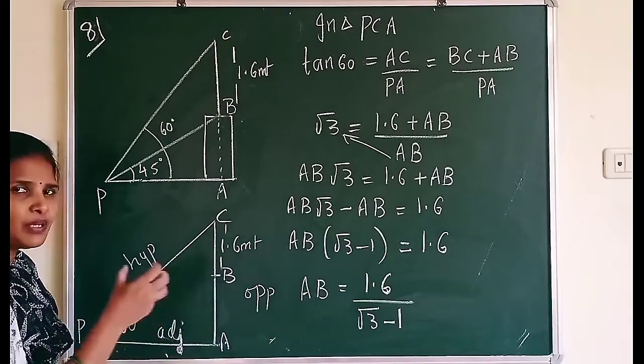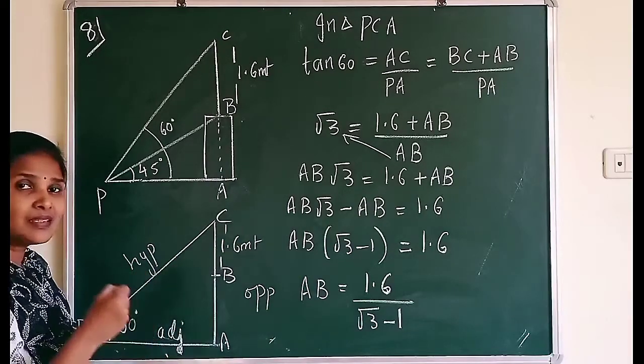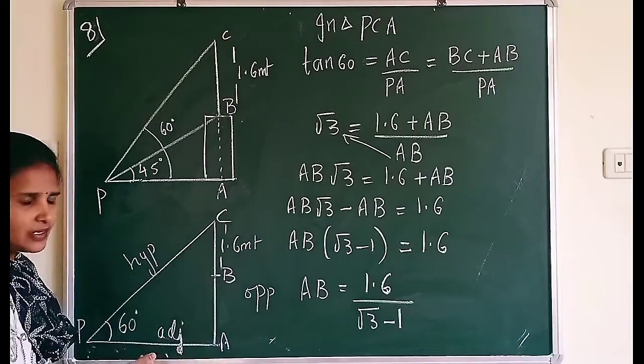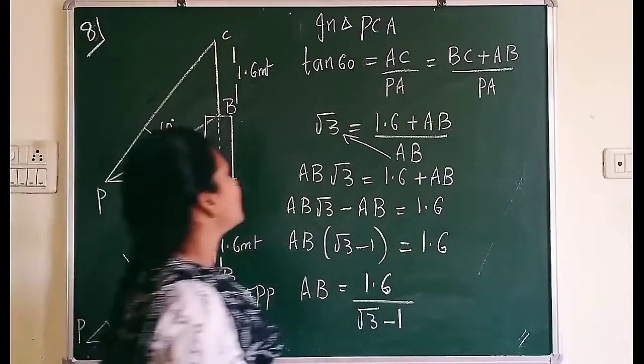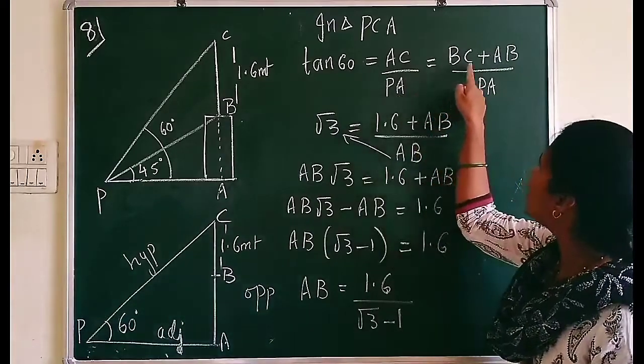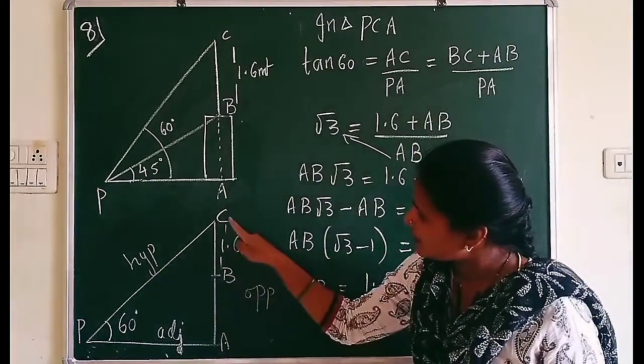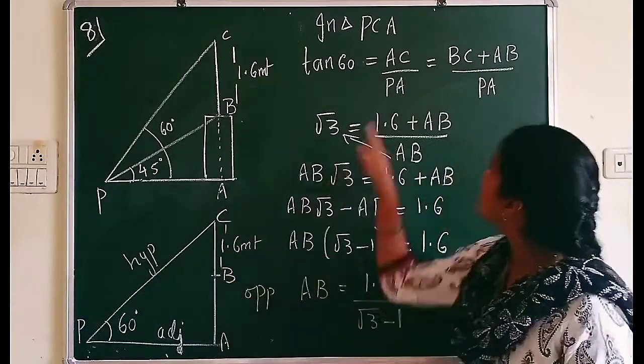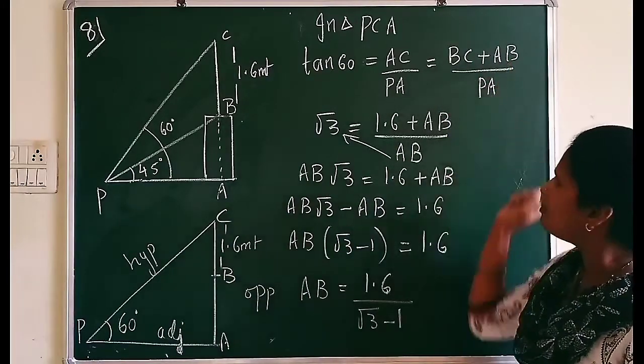Again I have to pick a trigonometric ratio, that is tan 60. Opposite by adjacent is tan, so I should find tan 60. So tan 60 equals AC by PA. What is AC? You can see here, AC is nothing but BC plus AB. So I have written BC plus AB divided by PA.